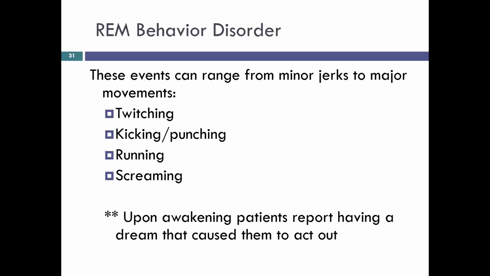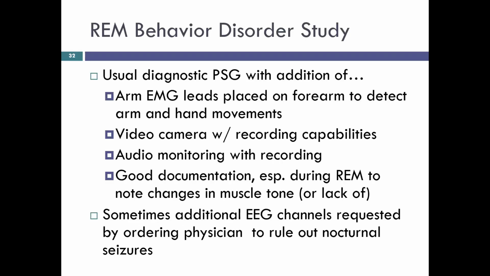That's usually what happens, these patients injure themselves, which is why it is important that we get them treated. So the REM behavior disorder study would include the full workup, the same diagnostic leads that we put on for a baseline study, but with a few additional ones to better see what might be happening if they were to act out their dreams. So you might put leads on their arms to get arm movements, EMG leads, just like we do on the legs, but on the arms.